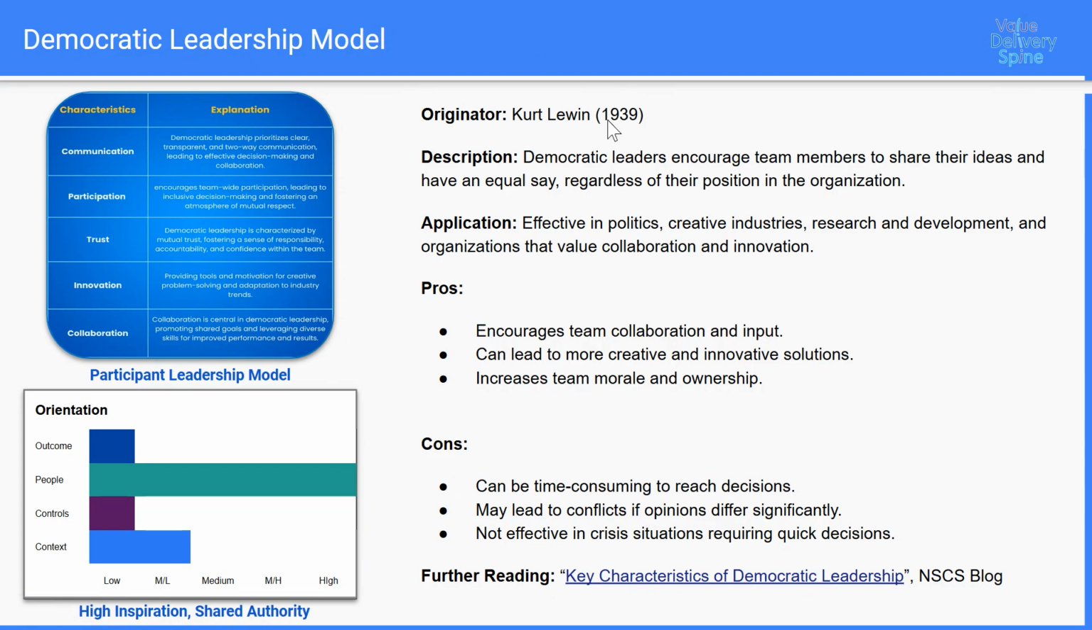Again, this one was originated by Kurt Lewin in 1939, and Democratic leaders encouraged the team members to share ideas, have an equal say, and ensure that all decisions are made with participation involved. Certainly applied to politics, creative industries where you're trying to come up with the best idea, research and development, on where to approach a problem, what kinds of outcomes you're looking for, and organizations that value collaboration and innovation. All good places for participative leadership.